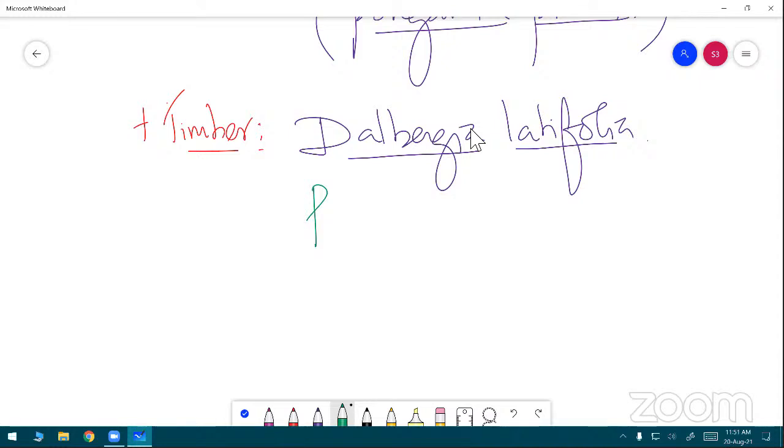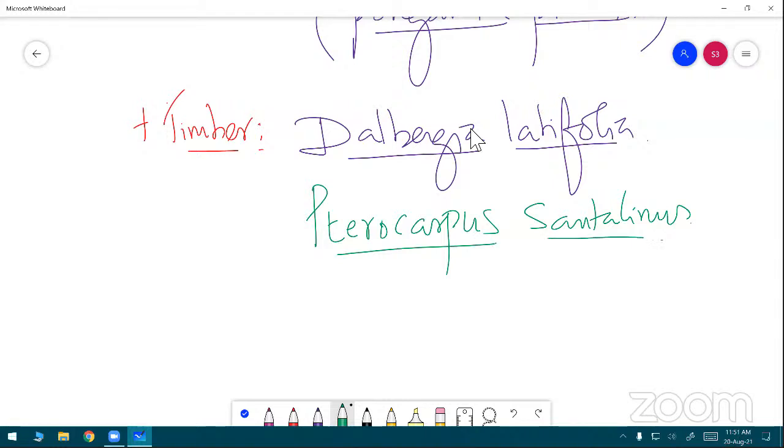Pterocarpus, here the P is silent. So please follow me. Pterocarpus santalinus. It is a binomial of rosewood, right? Which of the following is a binomial of rosewood? Pterocarpus santalinus. This is also used for timber. The timber is used for making furniture, doors, windows, and some building materials, right? This is also a very important area.